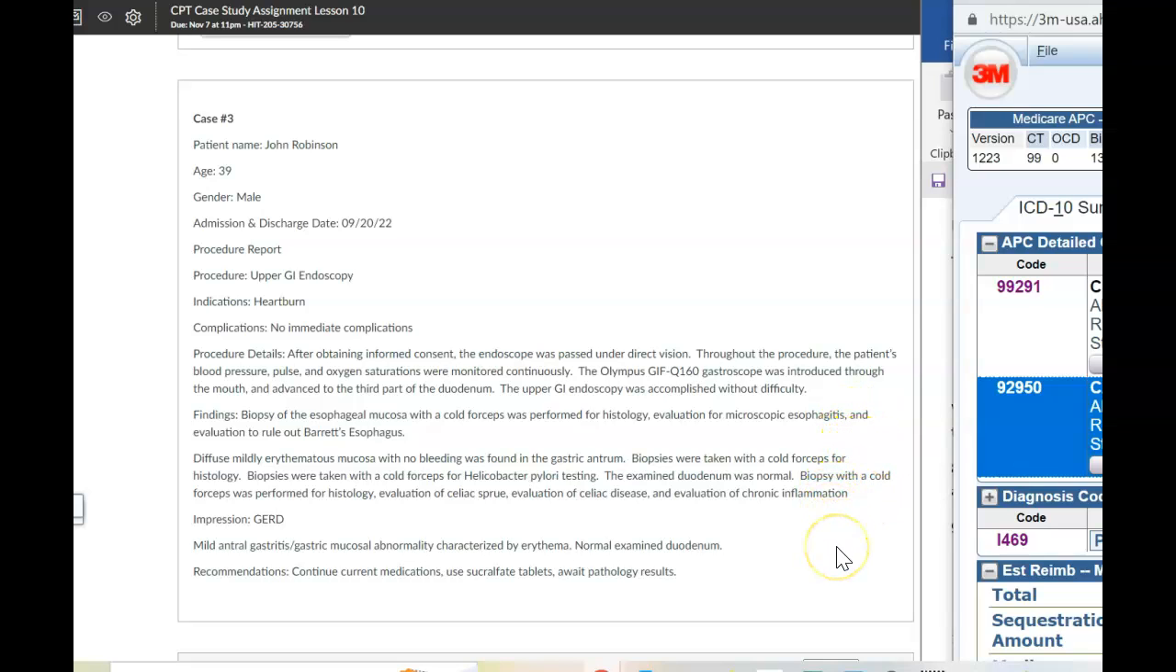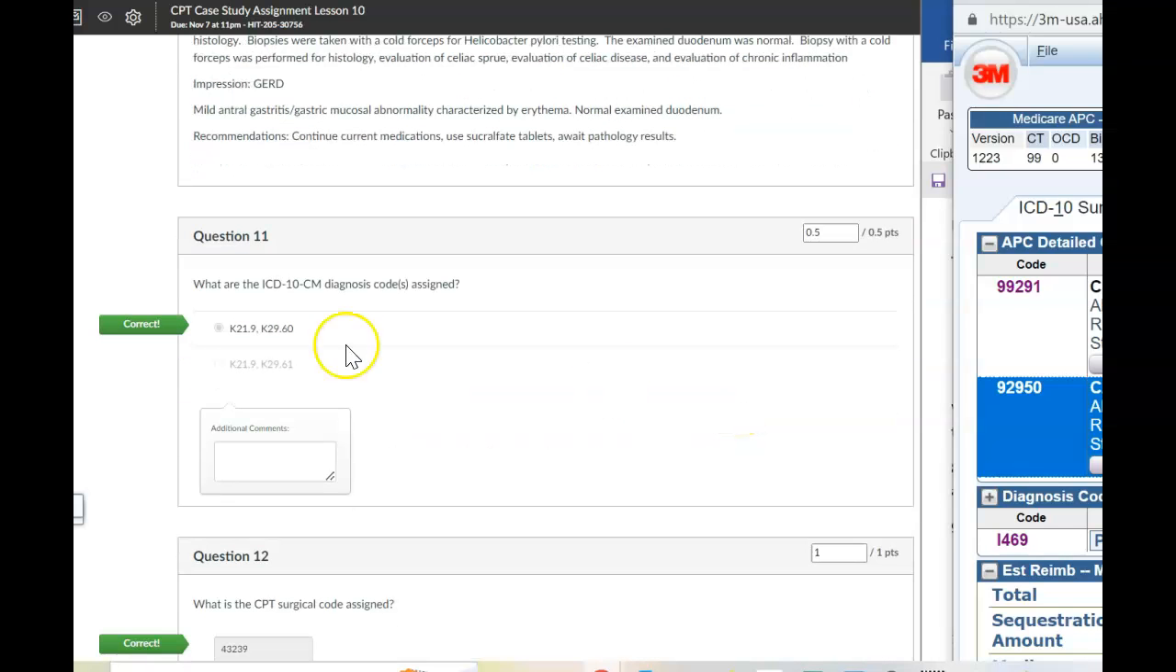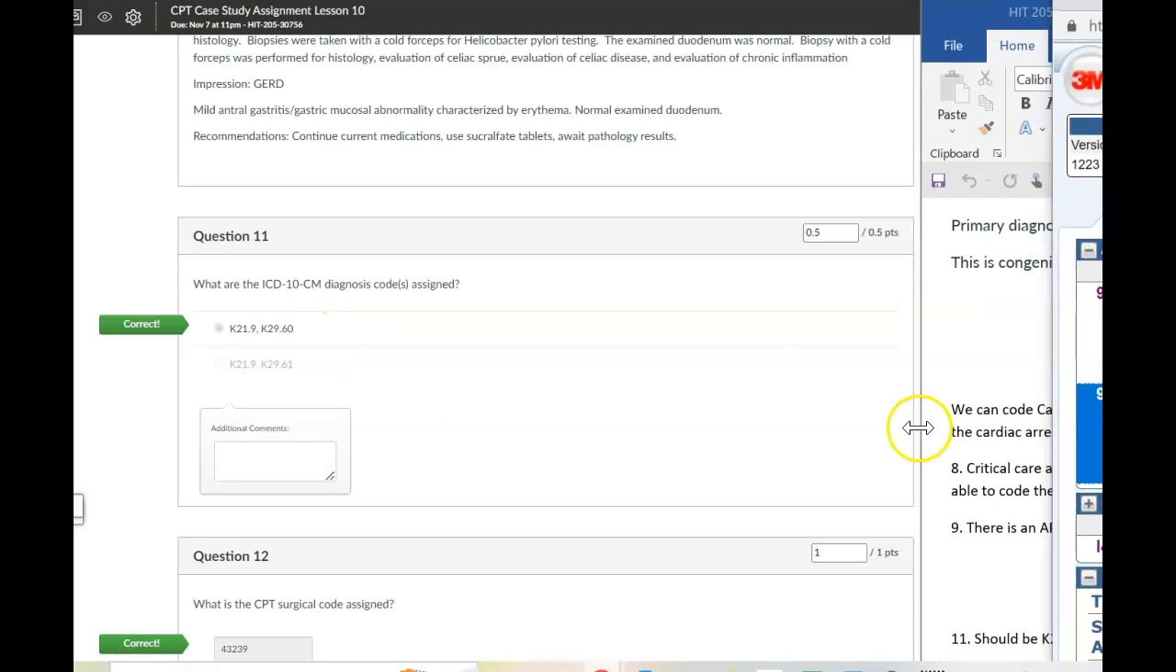A biopsy was performed, and it looks like they did it to rule out Barrett's esophagus. Right here, they do have the impression that we have GERD. Okay, so normal exam of the duodenum. If I go down here, we have our first two diagnoses listed.